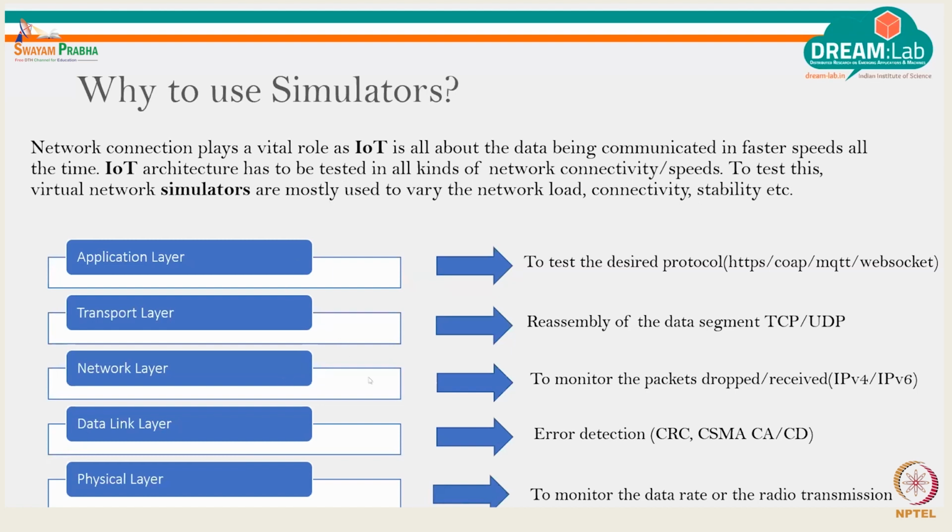When it comes to the network layer, you get to know the packet drop and the packets received, and which protocol you should go for, whether IPv4 or IPv6. That is when you try to simulate your network layer. When it comes to the transport layer, it's very important to check the reassembly of your data segments. Just in case you are trying to send some 5,000 as an input, it shouldn't go 2,000 first and 5,000 later. So it's very important to test your transport layer there.